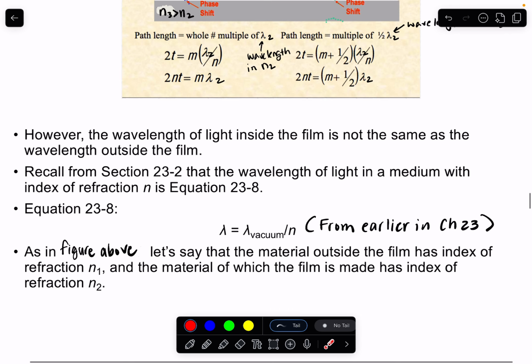Oh, well, look, I put the equation right here, didn't I? I must have forgotten. The equations up here are written in terms of lambda 2, which is the value of the wavelength in medium 2, in the thin film. But if, for example, you were given the vacuum wavelength in the problem, then to use this equation you would need to figure out what lambda 2 is, and you can easily do that right here. Lambda 2 would be the vacuum wavelength divided by the index of refraction of medium 2.